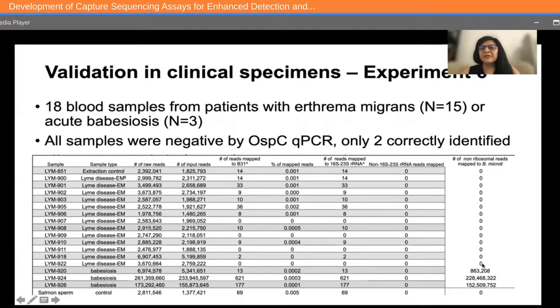We can see that Babesia is identified with very high confidence. The number of reads assigned to Babesia is very high, but all of these samples from Lyme disease here are negative. Only 2 samples were correctly identified, but they are not part of this table. There's a separate table which is present in the paper. So even with all the negative samples, we were able to accurately identify 2 samples, and we were very successful in Babesia diagnosis with this sample set.